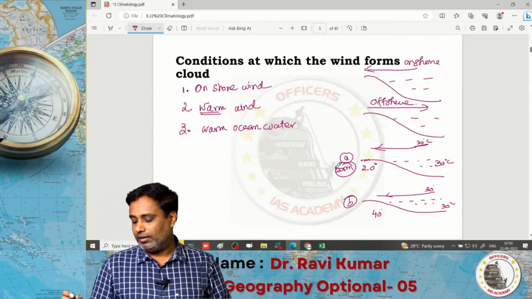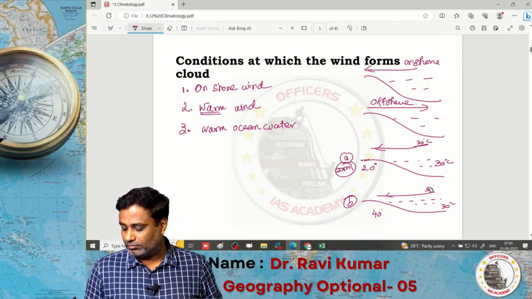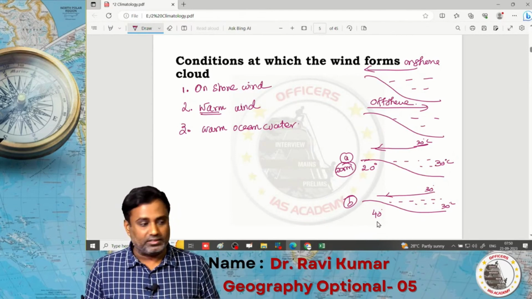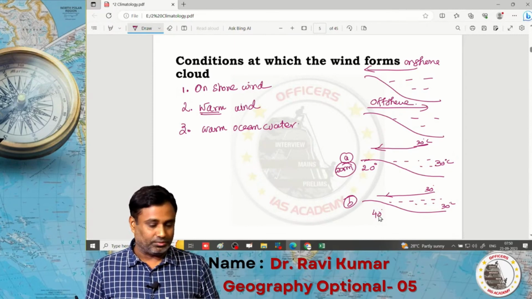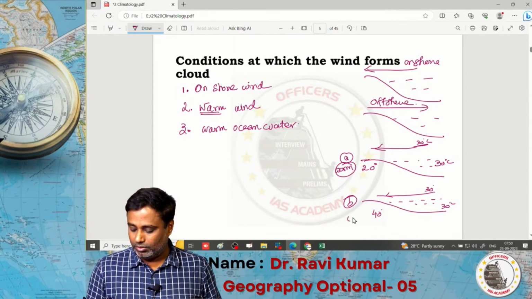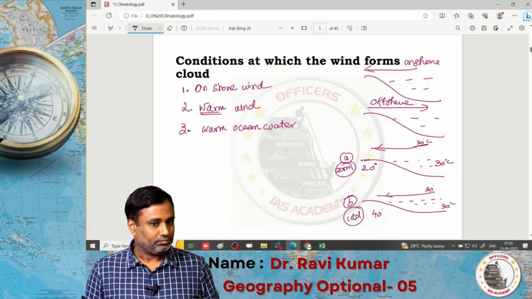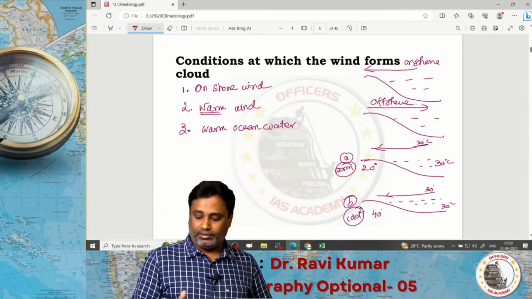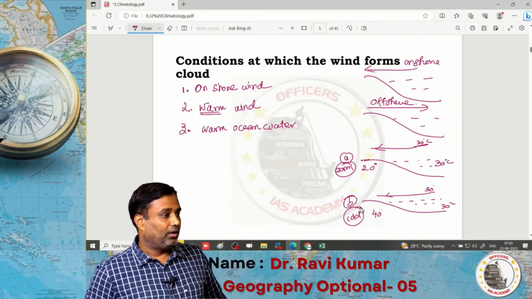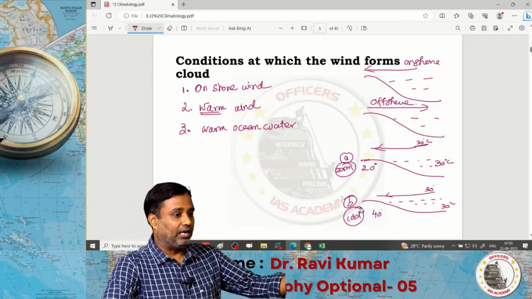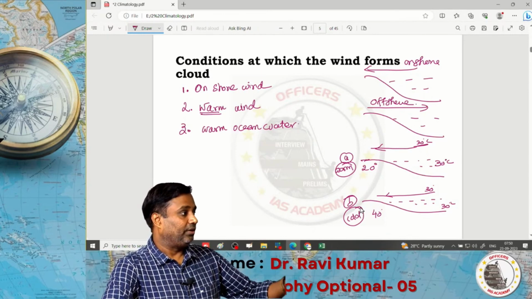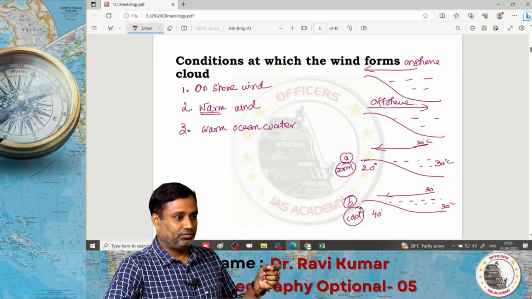In the same way, there is the same 30 degrees Celsius wind flowing from ocean to land, but the land has a temperature of 40 degrees, higher than the wind system. So our wind will be cold. It will be a cold wind. So this is the concept. The wind should be warm in character. It means the wind should have a higher temperature than the land where it flows in. That's a very important factor.